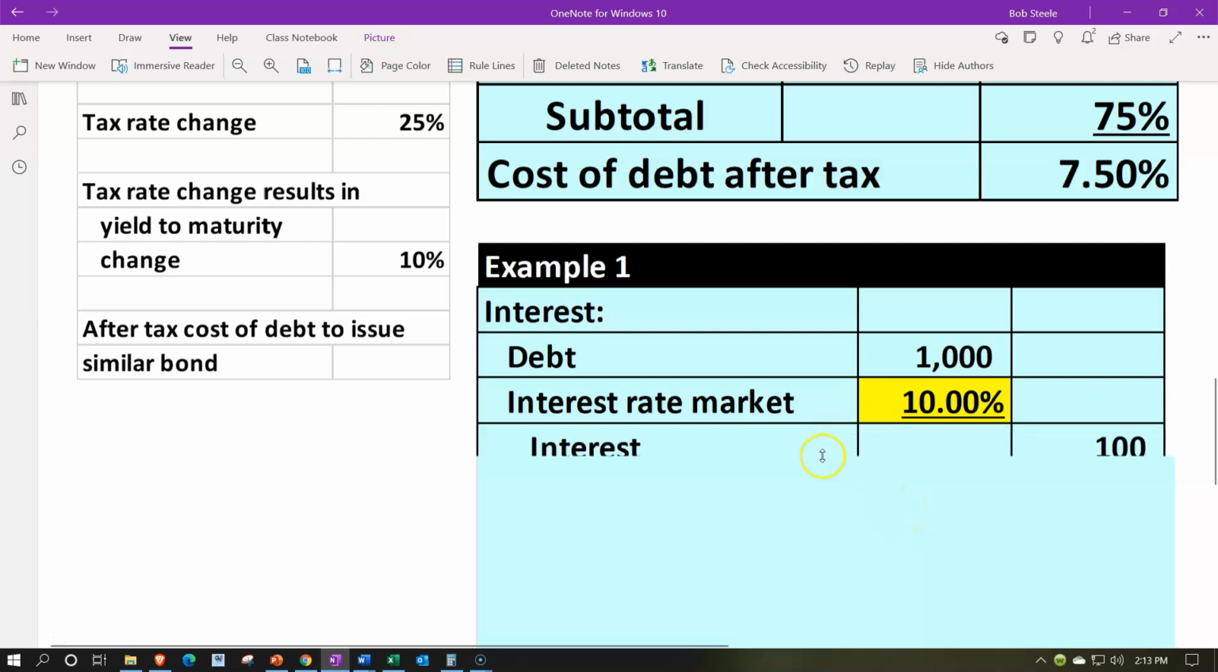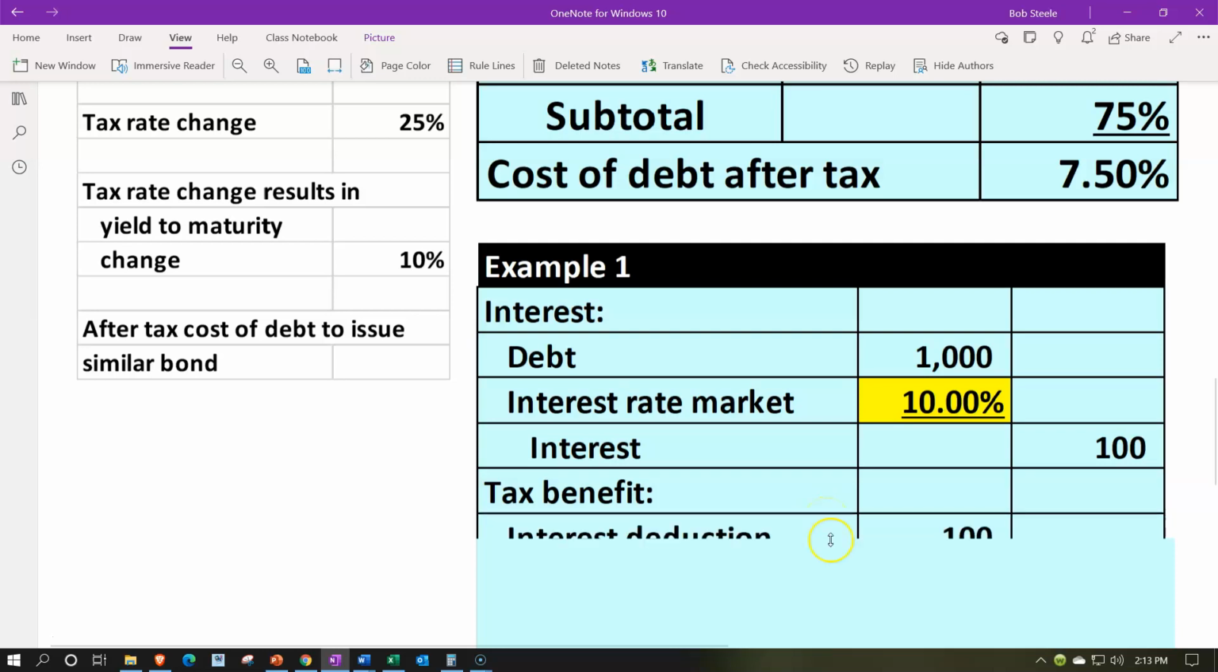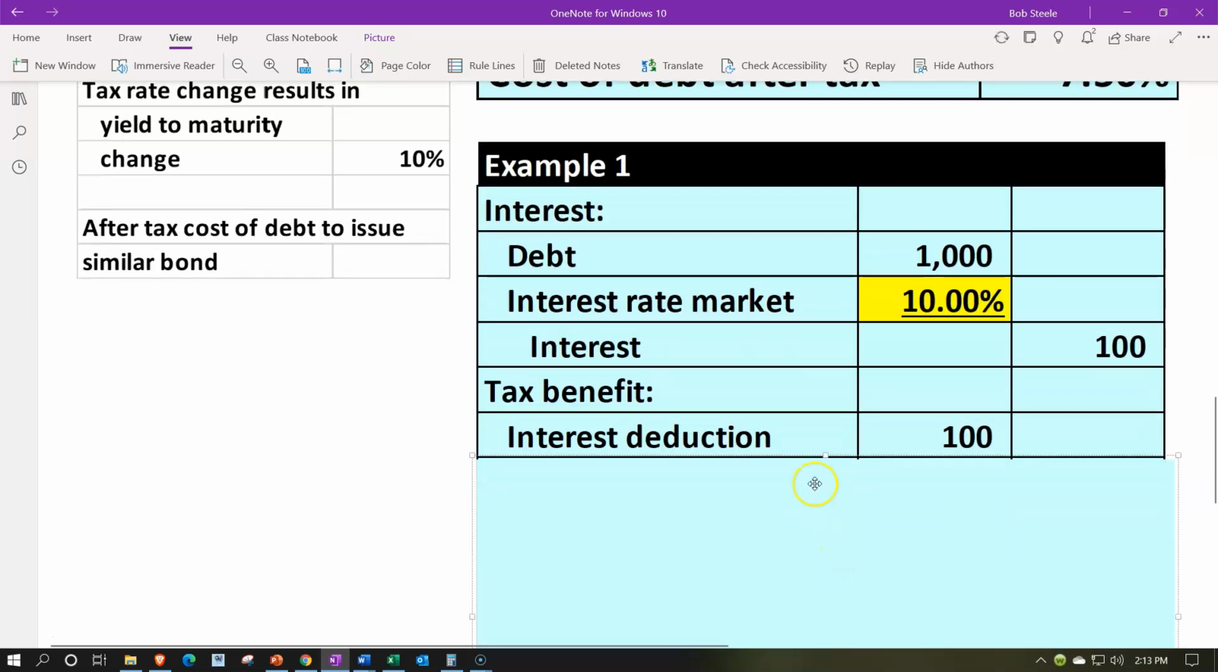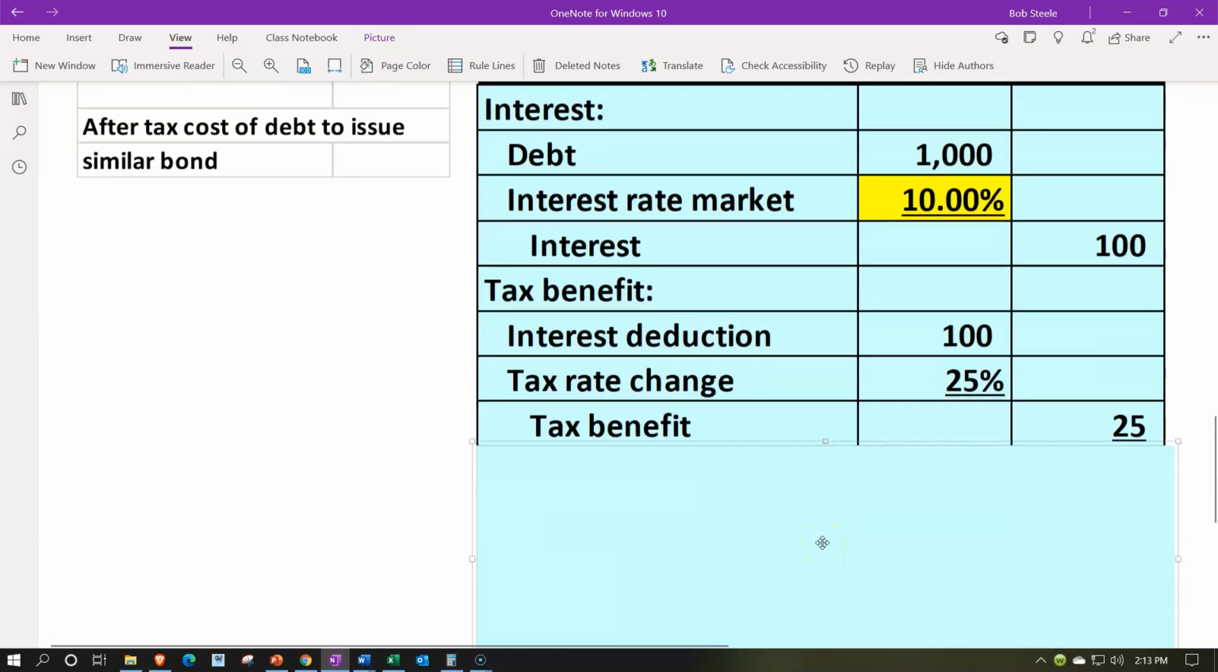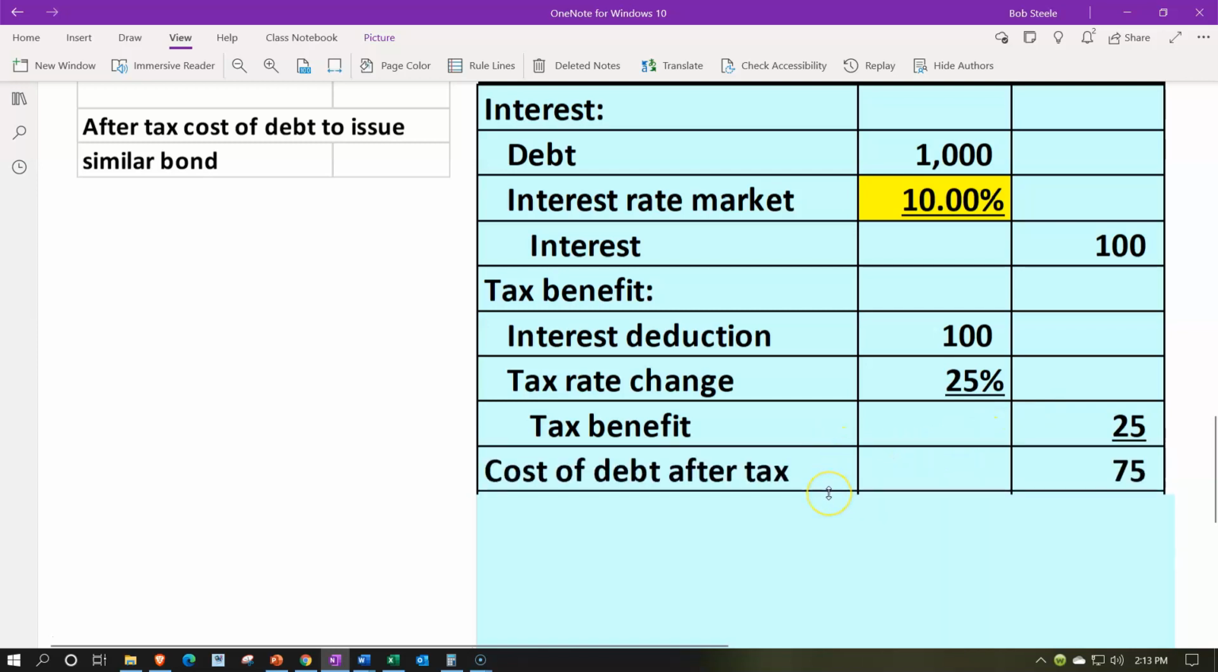So 1,000 times the 10% is $100, the interest on average for the life of the bond here, which does have a maturity date, which is a little different than possibly equity methods. Then we've got the $100 times the 25% because this interest is a deduction, and the tax rate is 25%. So $100 times 25% is a tax benefit of 25. So of the $100 that we're going to have to pay on average over the life of the bond, we're going to get back $25 in tax benefits. So the net impact is 75, the cost of debt after taxes in terms of dollars.